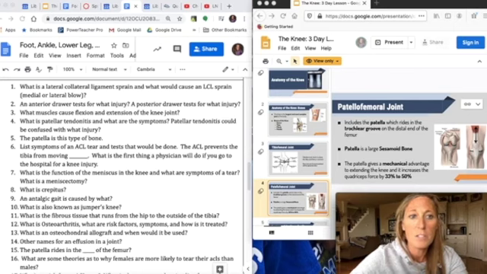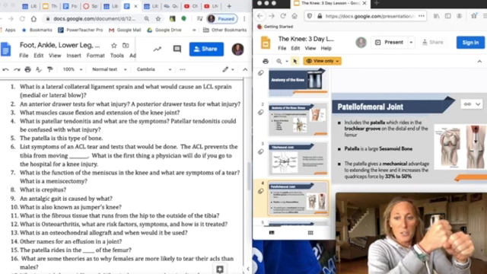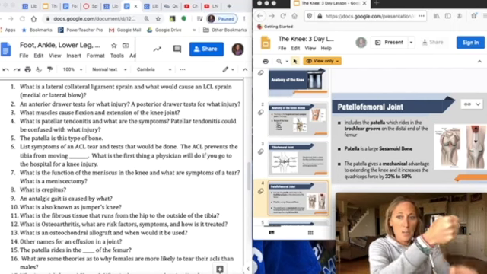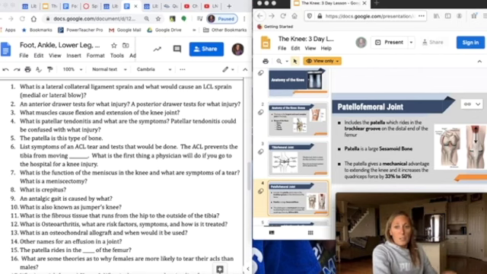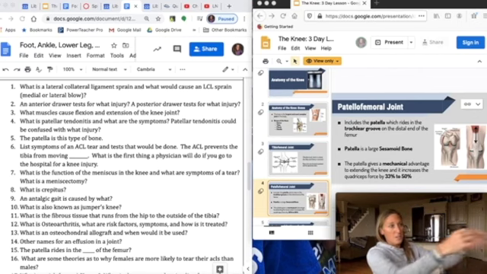The ACL prevents the tibia from moving anteriorly. Here's my tibia. Here's my femur. It prevents my tibia from moving anteriorly. That's that anterior drawer. You're pulling on the knee and you're pulling towards you.